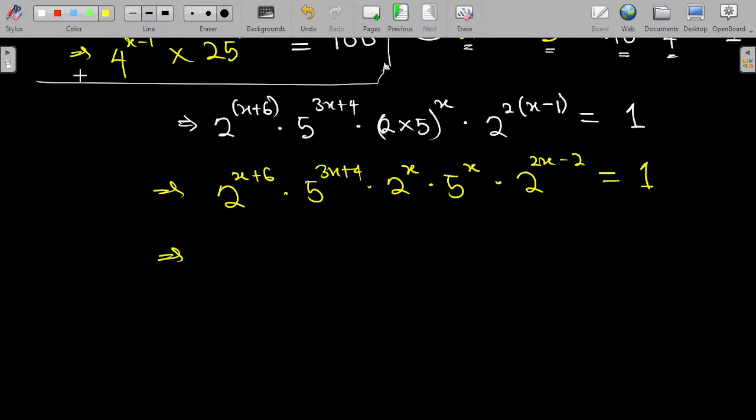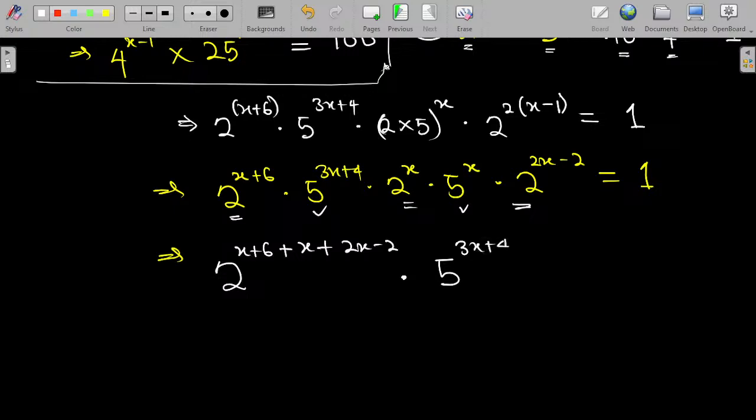Okay, so now immediately we can begin to join those with the same base. So I have how many base 2 here? 1, 2, 3. So I'll join them. Since it's multiplication, all their powers we add. So I'll only pick one base to the power of x plus 6 plus the other power, which is x, plus the other power, which is 2x minus 2. Wow, this is nice. Multiplied by, I will now go to 5. 5 has only 2 here. So I will have 5 to the power of 3x plus 4 multiplied by 5 to the power of x. So I will just add only x here, and that is equal to 1.